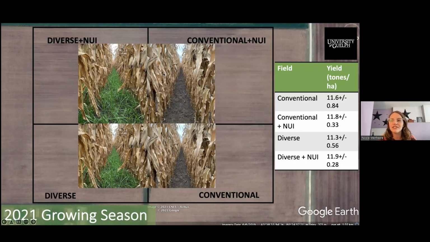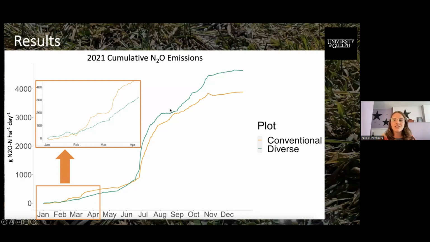And here are the yields we got for our plots. Our yields from current statistical analysis, and I'm still looking into it, have shown not to have statistically significant results, but we can see slight variations between the plots. So now I'm going to hop into the results.